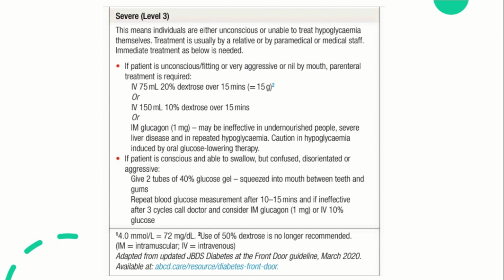Caution in hypoglycemia induced by oral glucose-lowering therapy. If the patient is conscious and able to swallow, but confused, disorientated, or aggressive, give 2 tubes of 40% glucose gel, squeezed into the mouth between teeth and gums. Repeat blood glucose measurement after 10 to 15 minutes and if ineffective, after 3 cycles, call the doctor and consider IM glucagon, 1 mg, or IV 10% glucose. Full recovery may not occur immediately and reversal of cognitive impairment may not be complete until 60 minutes after normoglycemia is restored.